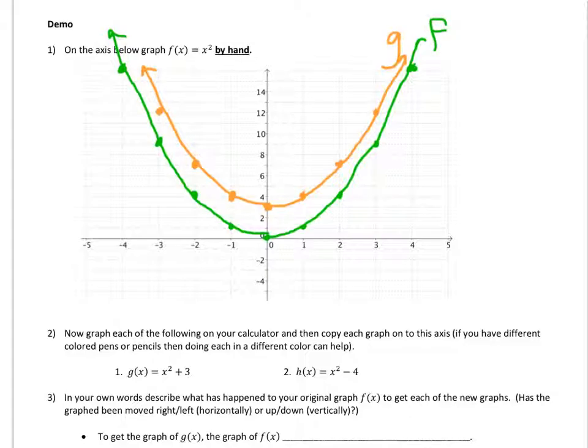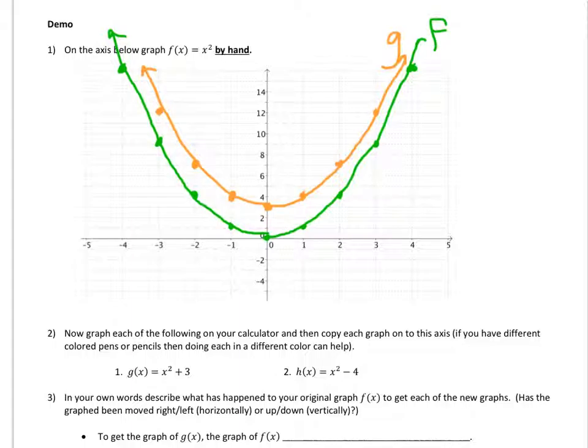All right, and then I'm going to graph H, which is going to take my original graph of F, the green one, and I'm subtracting 4 from the x squared, which means I'm going to move the whole graph down 4 units. So every point on the graph of F is going to move down 4 units because I'm subtracting 4 from what the old y value used to be.